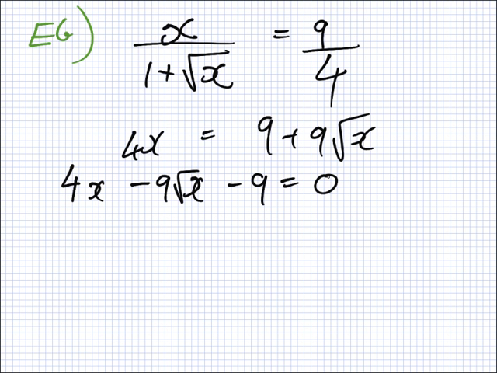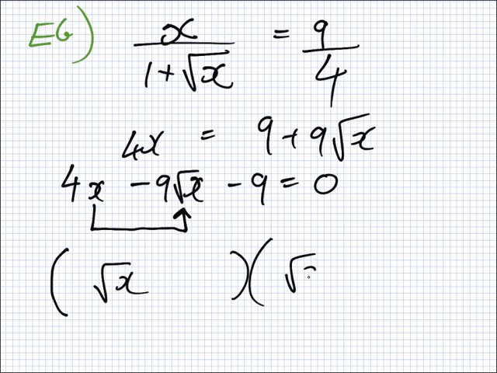So obvious now. Because this guy here is the square of this guy. So it is already a quadratic, but the variable is root x.